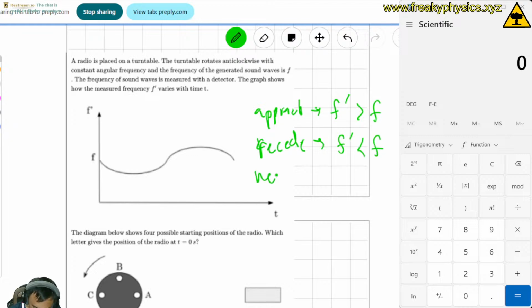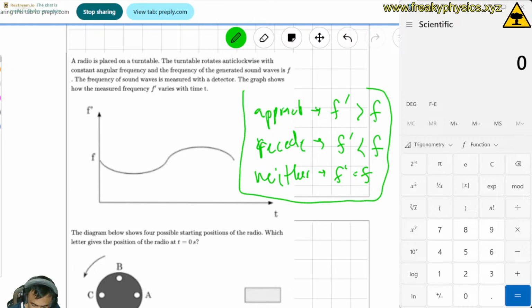If you have neither of these, then F prime equals F, right? So this is the key idea. Of course, the equations tell us what the actual values would be, but this is always going to be the key idea. So let's take a look here at this point. At t equals 0, what is F compared to F prime?